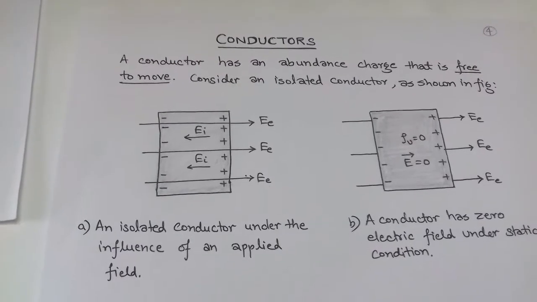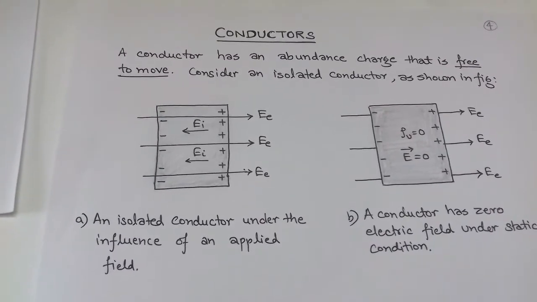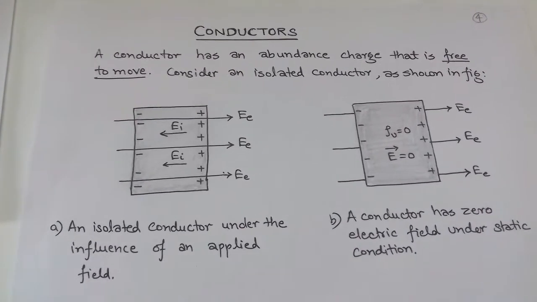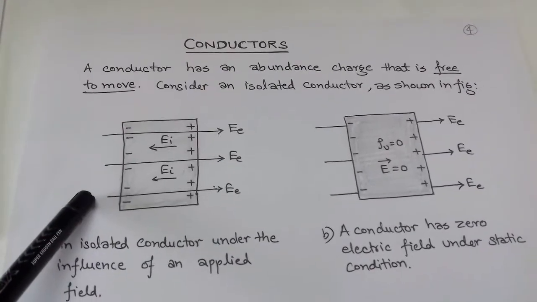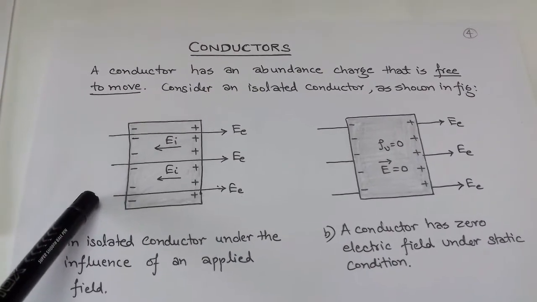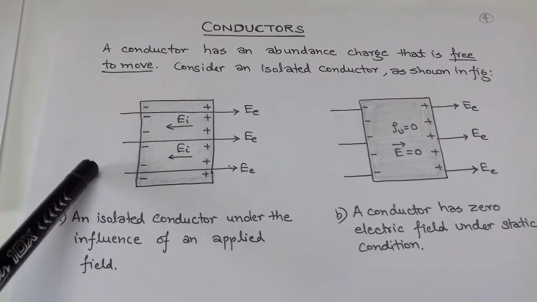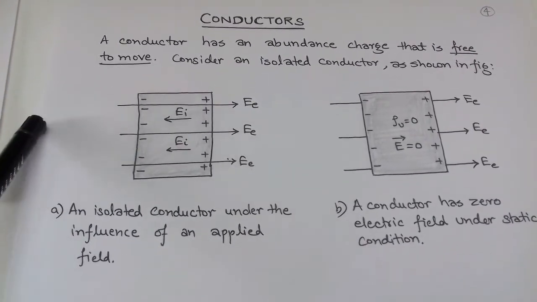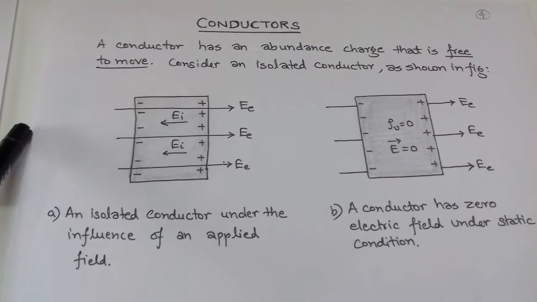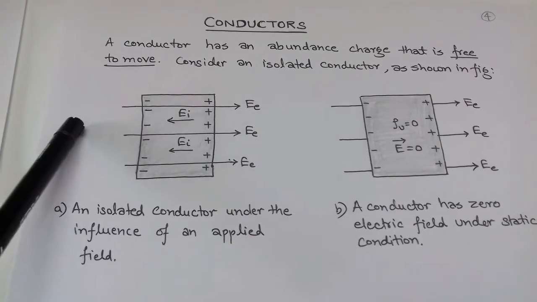So we consider an isolated conductor. Isolated conductor means in the neighborhood of this conductor there is no other species or thing. We consider an isolated conductor, just as shown in the figure.